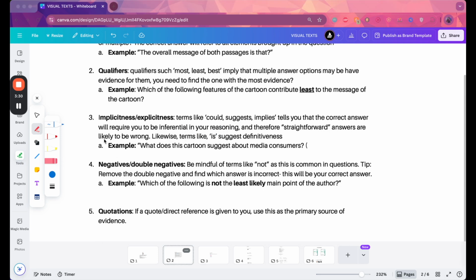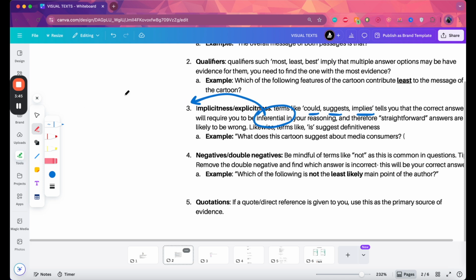In terms of implicitness and explicitness, terms like could, suggests, implies tell you that the correct answer will require you to be inferential in your reasoning. If you don't know what the word inferential means, it means you have to think slightly outside of the box, or outside of the text.